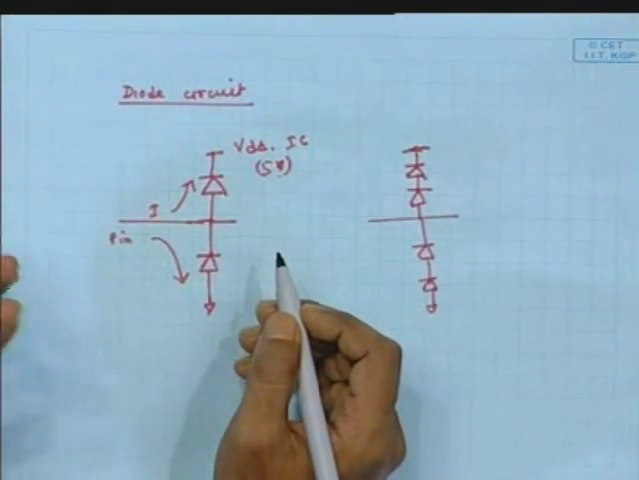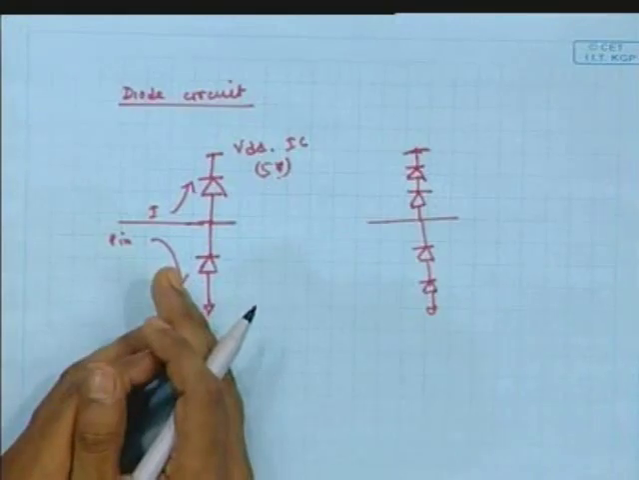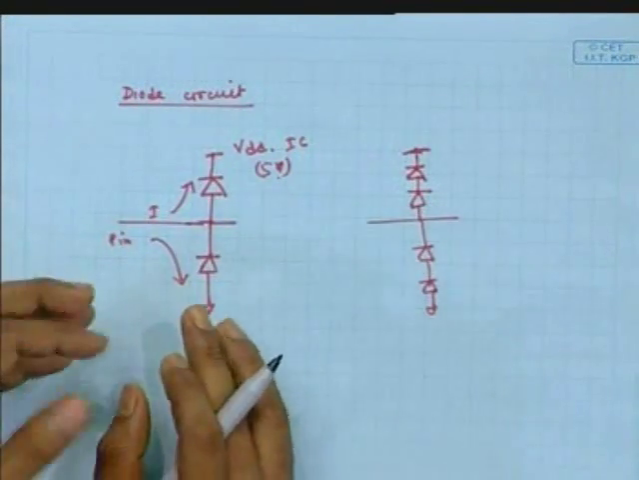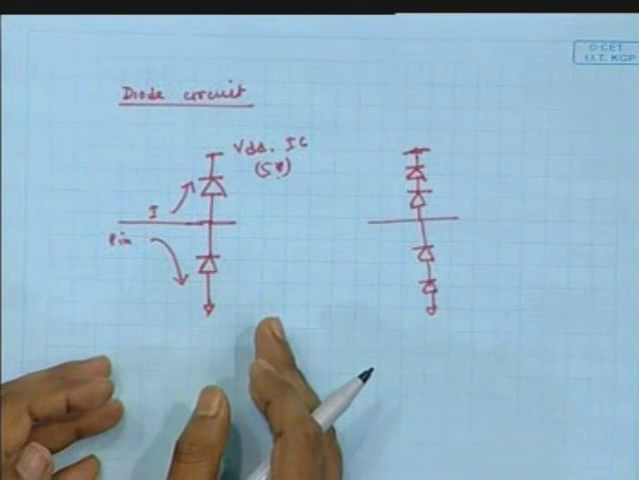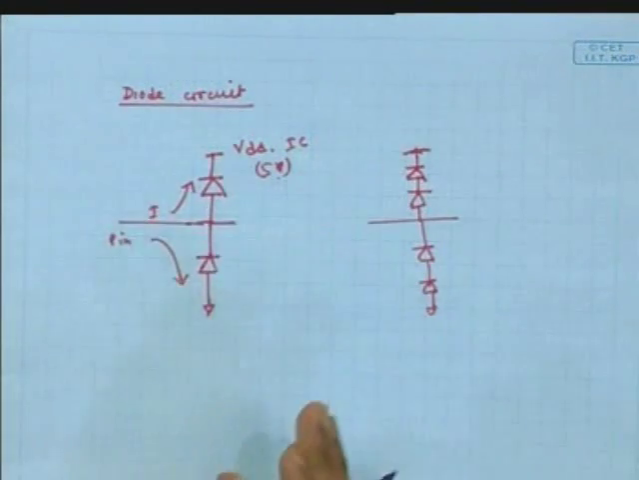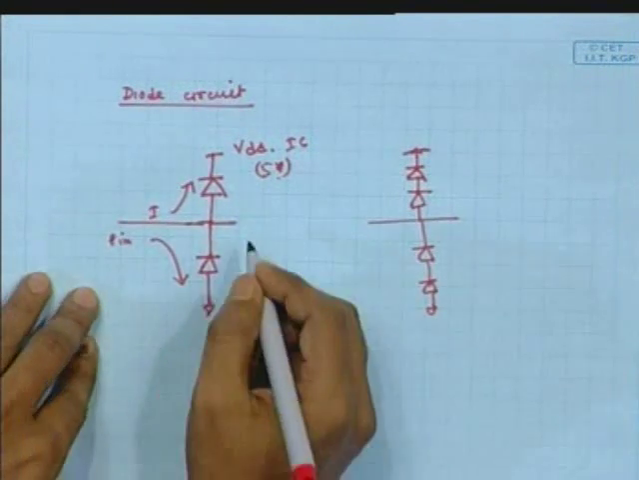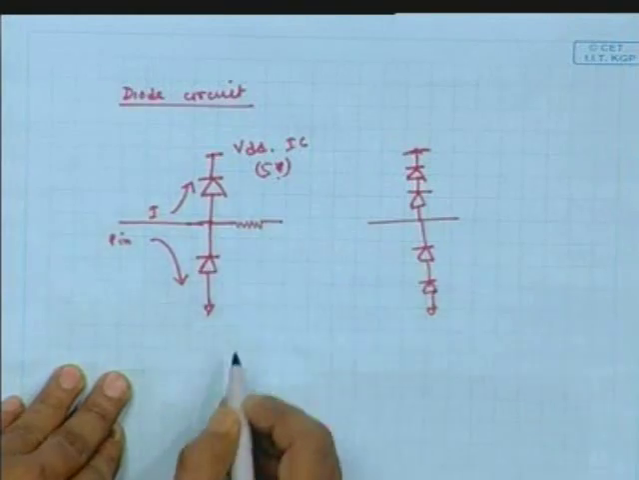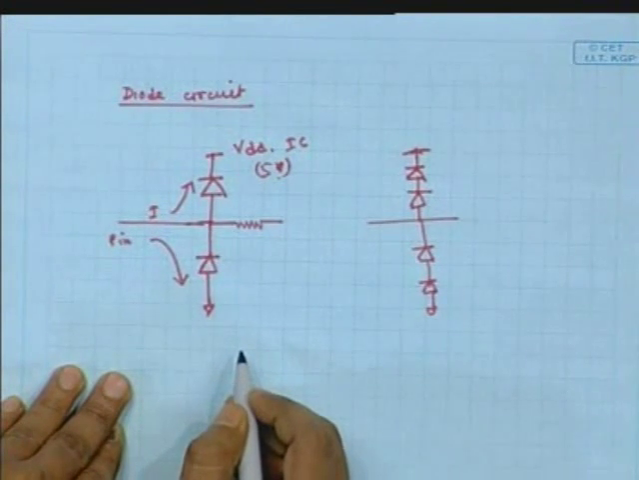Now, to take care of the capacitance, you are planning to reduce the area of the diode. That means your DC circuit is weaker, right? You are reducing the diode area. So for the input side, what can we do? We can add some series resistance here, right?